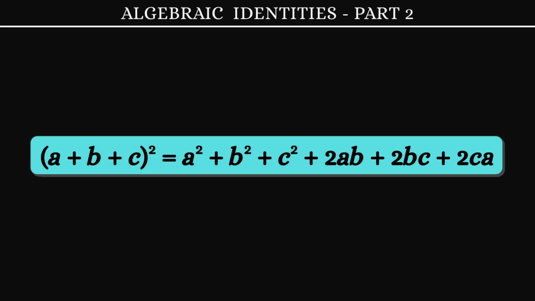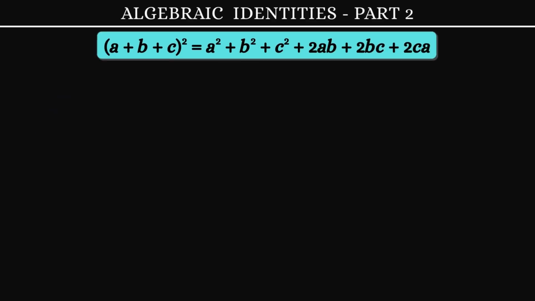a plus b plus c the whole squared is equal to a squared plus b squared plus c squared plus 2ab plus 2bc plus 2ca. First, let's go with the proof.